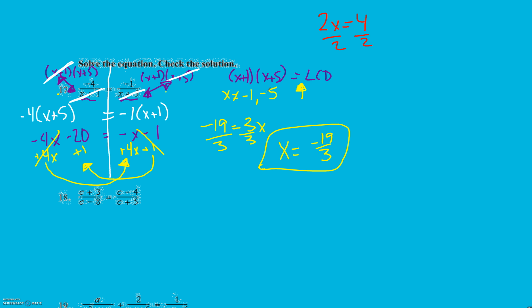Some of you had negative 6.3 repeating. When we start with fractions, end with fractions. I didn't count them wrong, but we want to stay with fractions when we start with fractions.